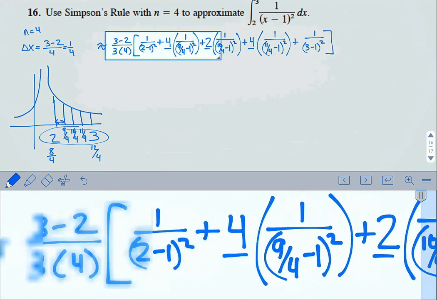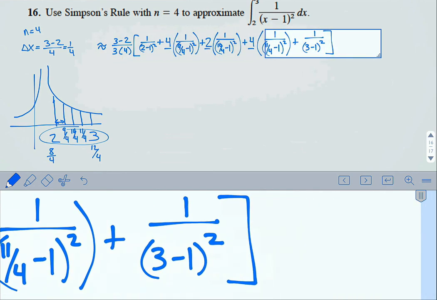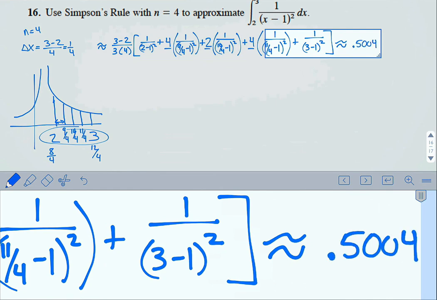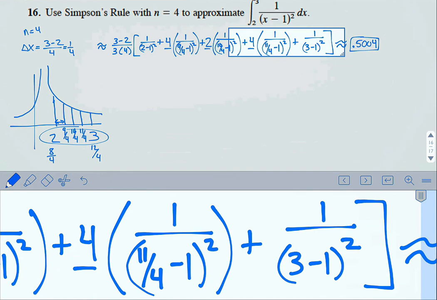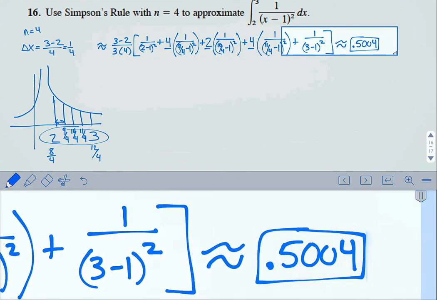All right, so you're just going to have to be careful typing this into your calculator. And when you do, you should get about 0.5004. And when you do this, don't evaluate these individually and round them. You just want to type this whole thing in all at once.